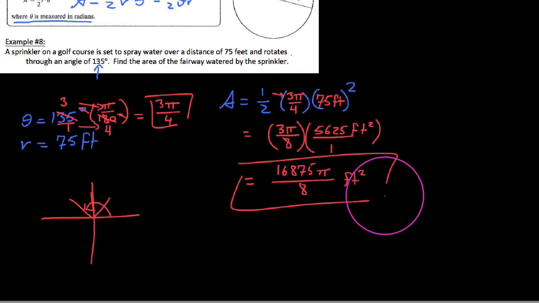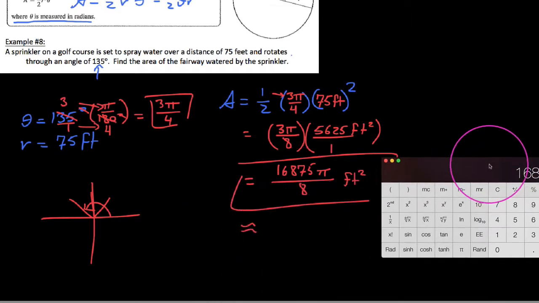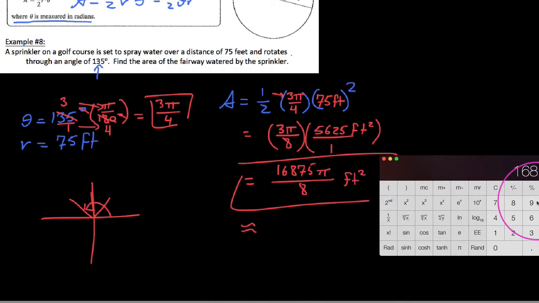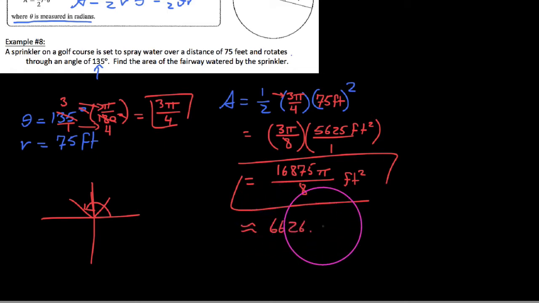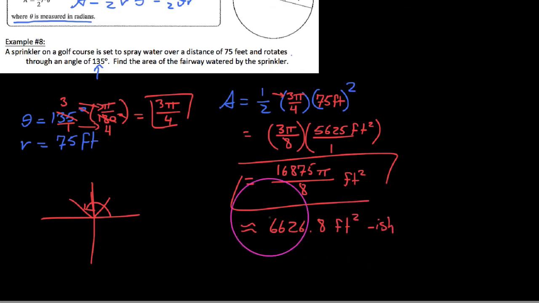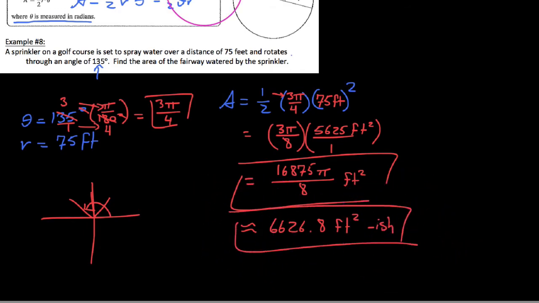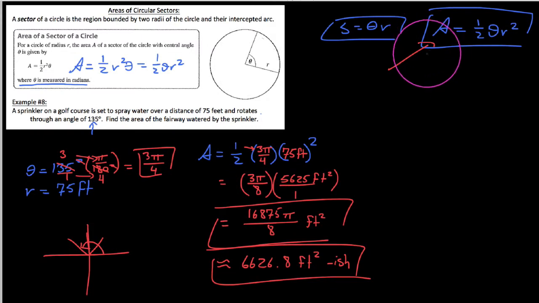Now, this being our exact value, we probably want to get a decimal approximation as well. So let's take this 16875 times pi, and divide this by 8. What we determine is approximately 6626.8, and this would be feet squared. Okay, but that's how you use your formula for the area of a sector to find the area of a sector of a circle. Cheers.